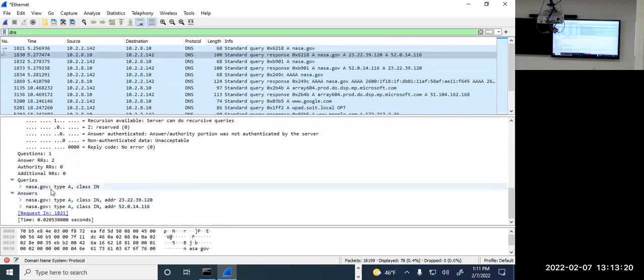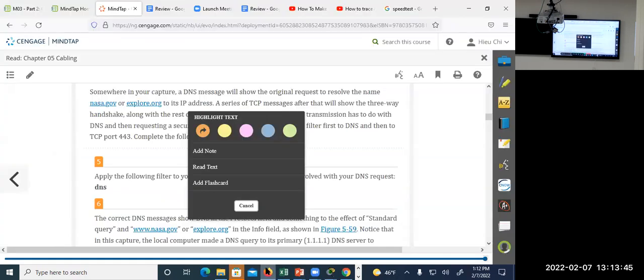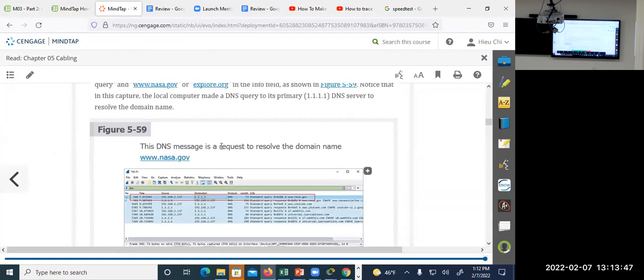If you want to go to NASA.gov, you have to go to 23.22.90, sorry, .39 and .130. So that is the way it works. You send the query, and you have to respond here. Query and respond, query and respond. Very straightforward here. So I'll come back to this one. What else? It's very straightforward.